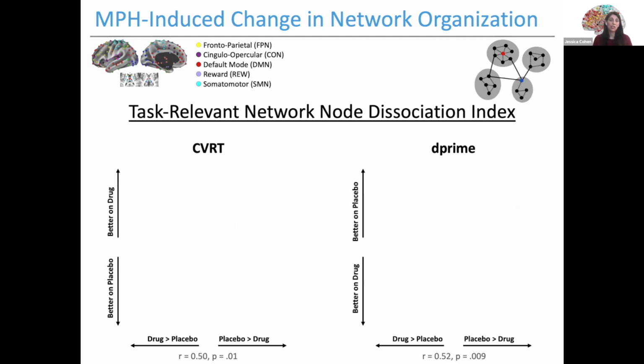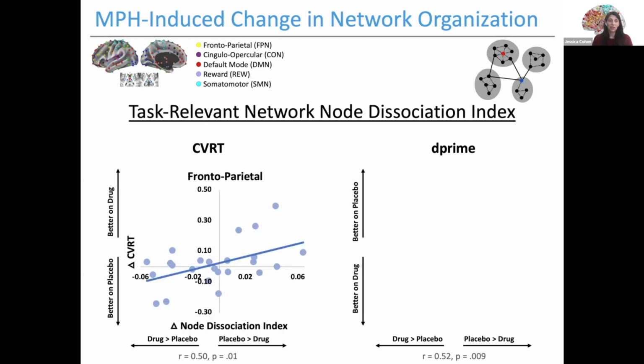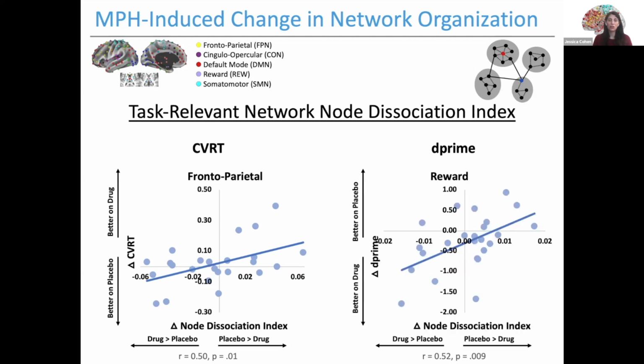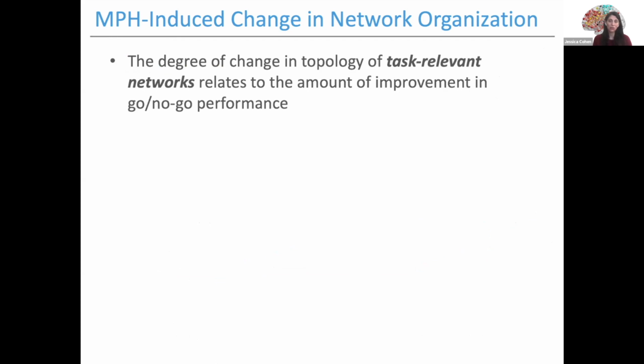When probing node dissociation index of the task relevant networks, we found with regard to CVRT that if node dissociation index of the frontoparietal cognitive control network decreased on drug, then CVRT decreased, or responses became more stable. And if node dissociation index of the reward network increased on drug, then D prime increased, or subjects became more accurate with increased node dissociation index. As an interim summary, these results show that the degree of change in topology of task relevant networks relates to the amount of improvement in go, no-go performance.